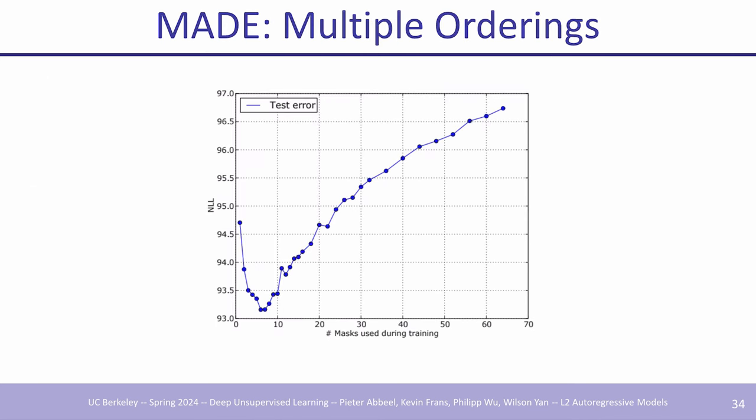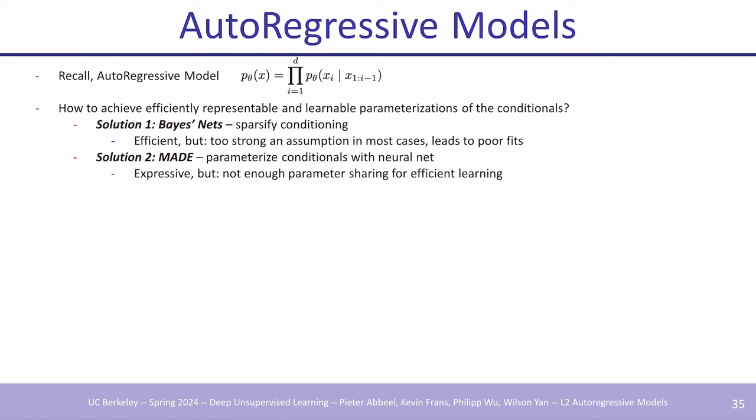Here they looked at how many different masks you should use during training. Too many different masks makes it too hard to fit the data, with too much sharing of parameters effectively across many possible orderings. It looks like 6 to 7 masks was the right way to regularize in this case. Okay, that was MADE. That's effectively what's being used today, except that it's missing a lot of the tricks that matter.